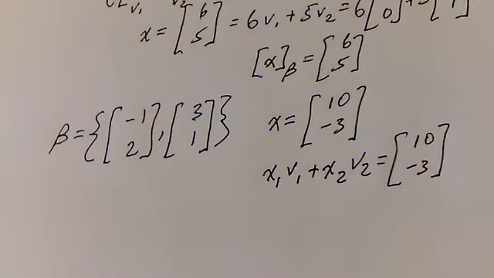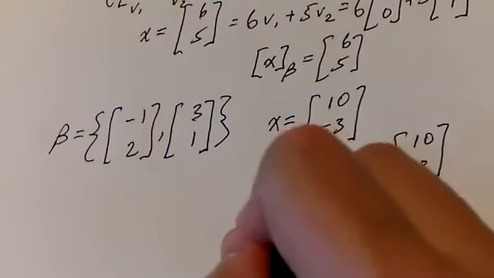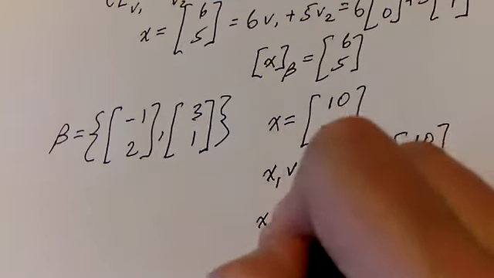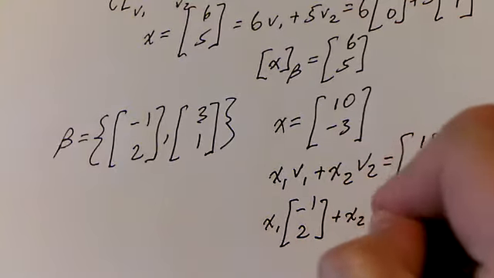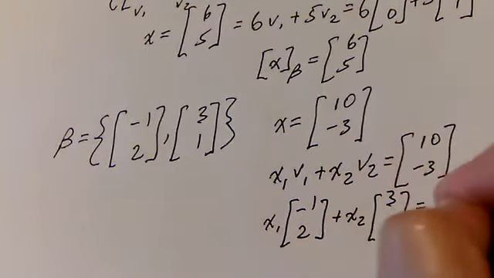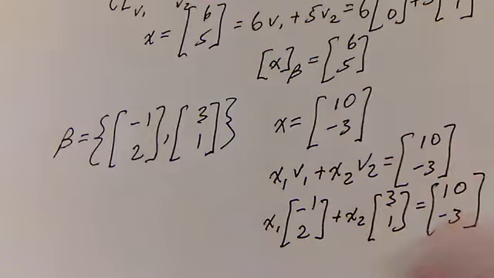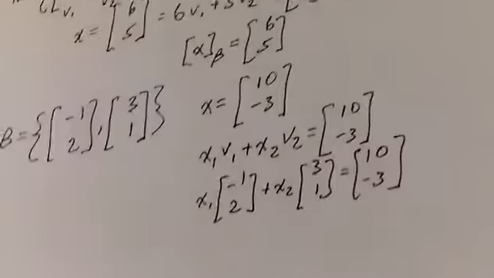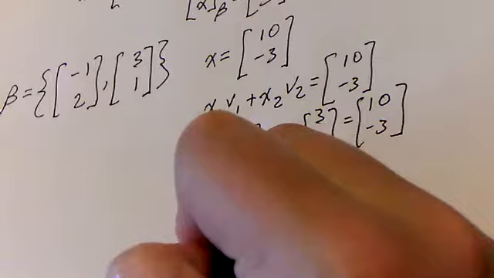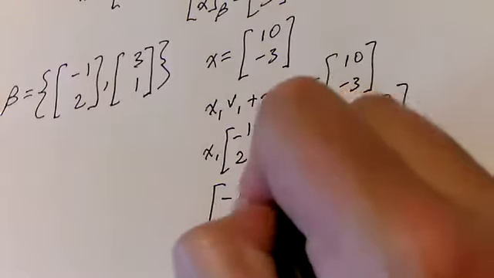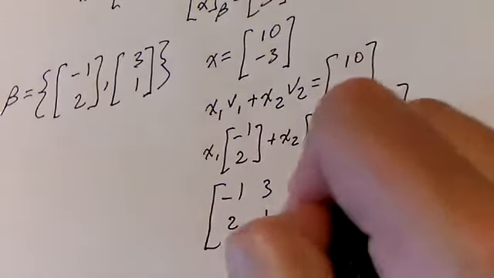Okay, so I'm trying to find that vector equal to 10, negative 3 here. Well, as I look at this, this is exactly a vector equation. I can fill in negative 1, 2 for v1. I can fill in 3, 1 for v2, and I want to set that equal to 10, negative 3. So to solve for x1 and x2, I can just set up an augmented matrix.